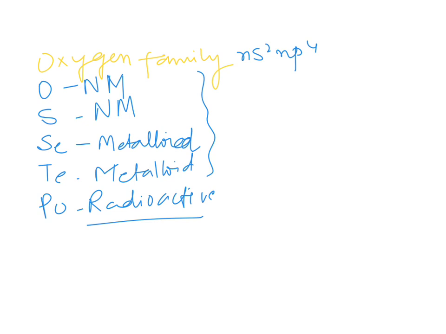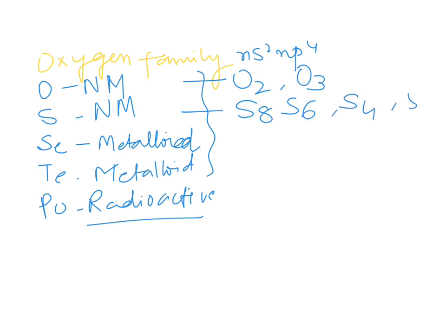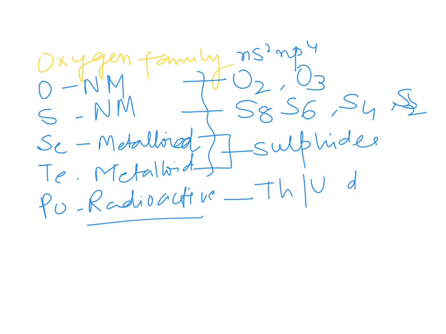Now how do they occur? Oxygen occurs as oxygen O2 and also ozone, which is present in the ozone layer. Then sulfur exists as S8, then S6 also, S4 and S2. These two are found as sulfides. Polonium is found in thorium and uranium decay, as it is a radioactive element.